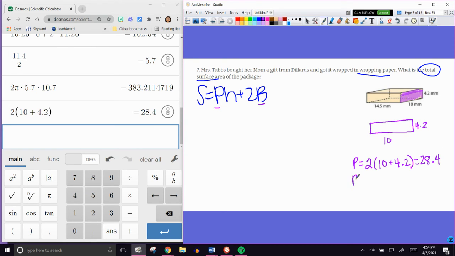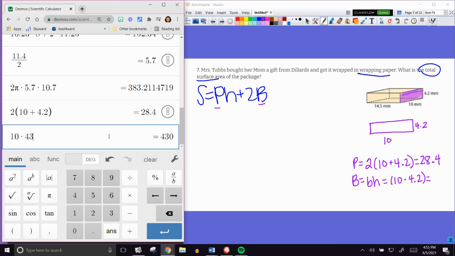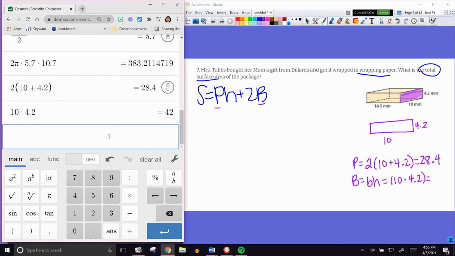Then I need my capital B. Remember, that's area of my base. We drew the base out to not get confused. It is a rectangle, so area of a rectangle is base times height. That gives me 10 times 4.2. Okay, 10 times 4.2, 42.